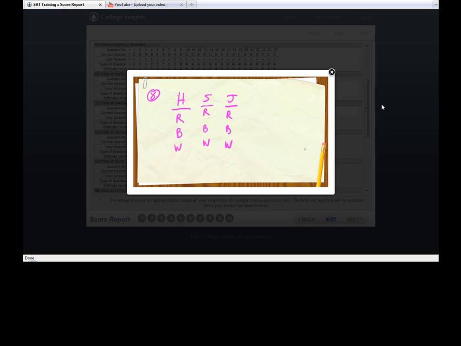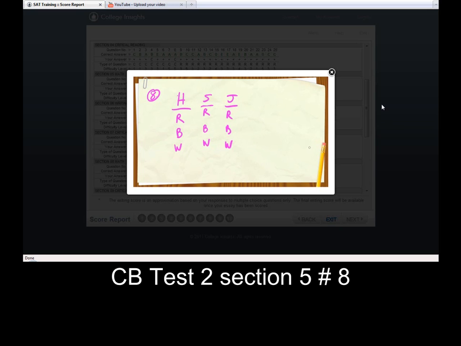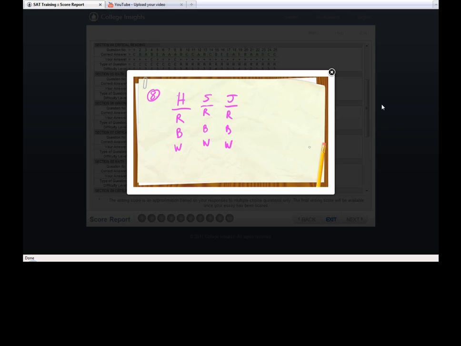Okay, we're told that Meredith has a red, blue, and white hat, a red, blue, and white sweater, and a red, blue, and white jacket, and we're asked how many possible combinations can she have if she has a red, white, and blue outfit. So let's just take a look at the reds.